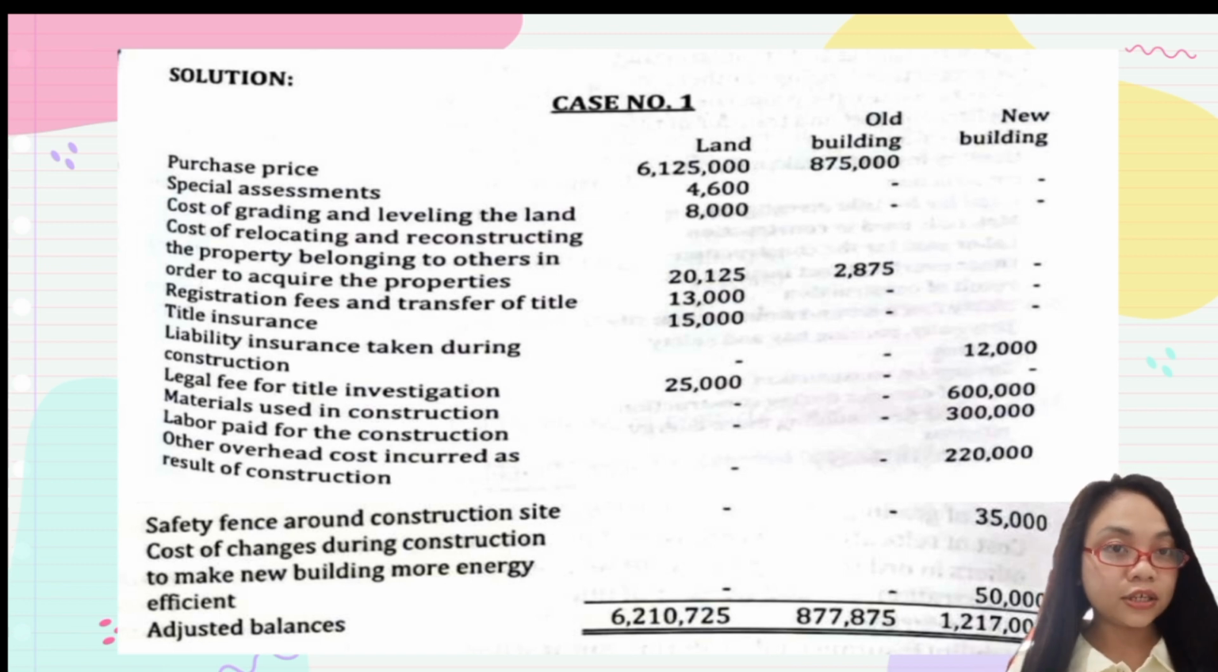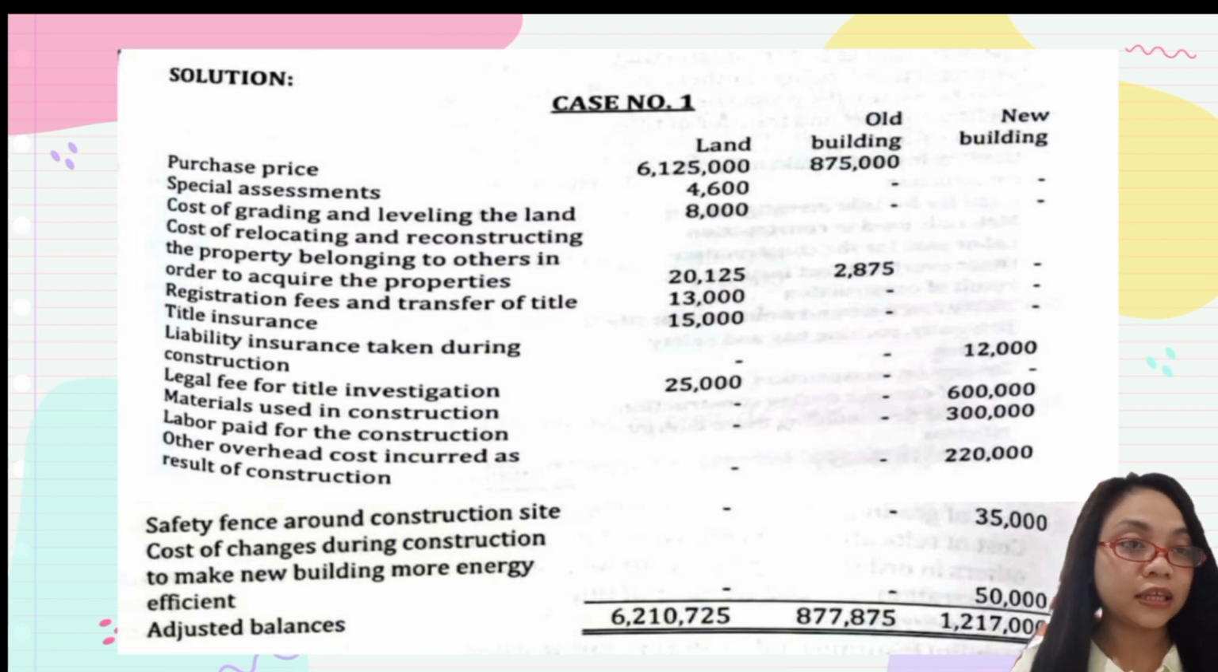The next cost to consider is special assessment. Special assessment is part of the improvements or the services related to the land. For example, the expense incurred in building new roads or utilities that are beneficial to the land. So, it is part of the cost of the land only. The total cost of special assessment is 4,600. Next, you have the cost of grading and leveling the land. That cost is the cost of preparing the land for construction. So, similar to special assessment, it is also directly attributable to the land alone.